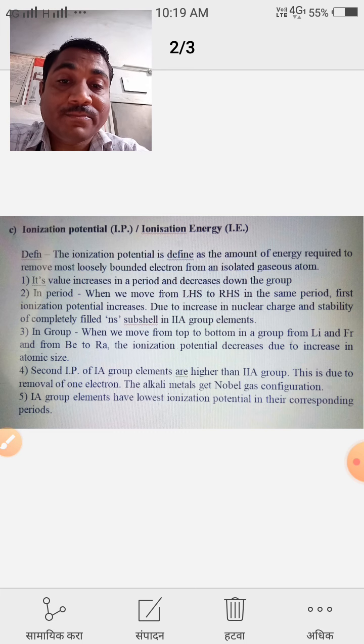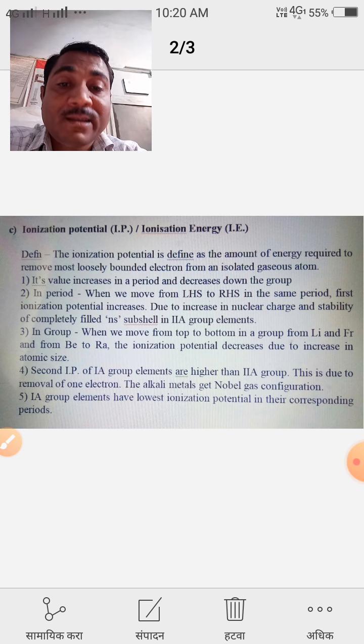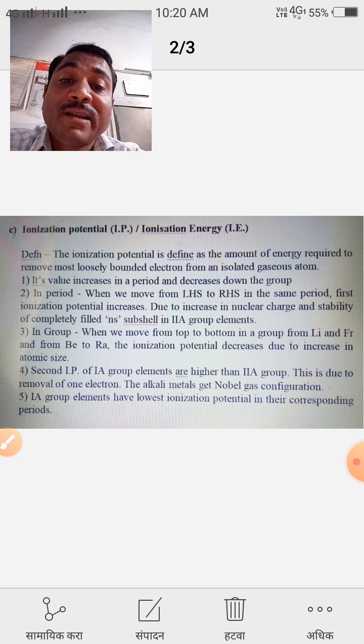In periods, when we move from LHS to RHS in the same period, the first ionization potential increases due to increase in nuclear charge and stability of a completely filled ns subshell in a second A group element. In a period, when we move from left hand side to right hand side in the same period, the first ionization potential increases. Why?